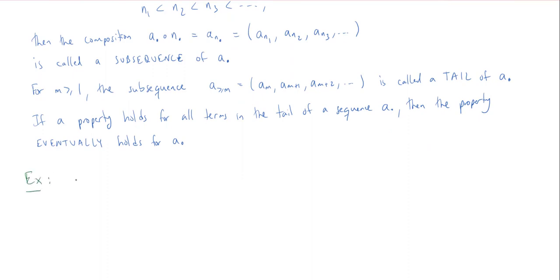So how about we let A dot be the sequence 2, 4, 6, 8, 10, etc. So these are the even integers. Okay, so that's an example of a sequence. Now let me look at B dot. B dot is going to be 4, 8, 12, 16, etc. This is actually a subsequence of A dot.